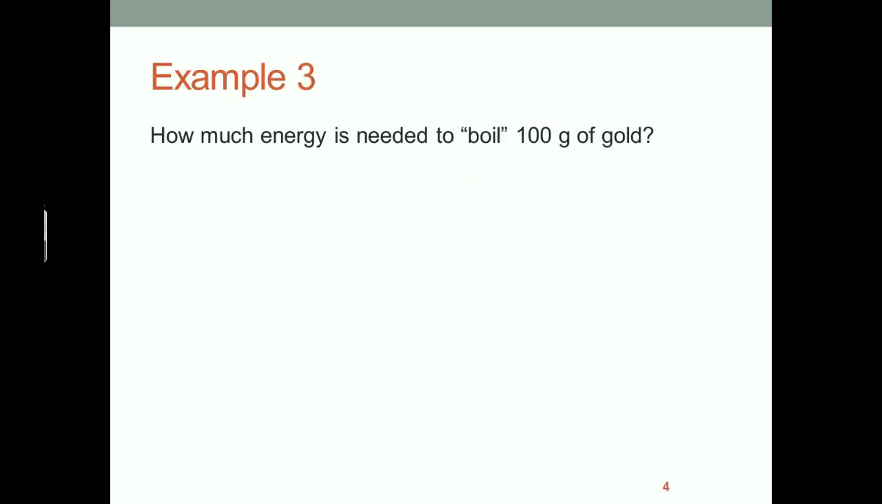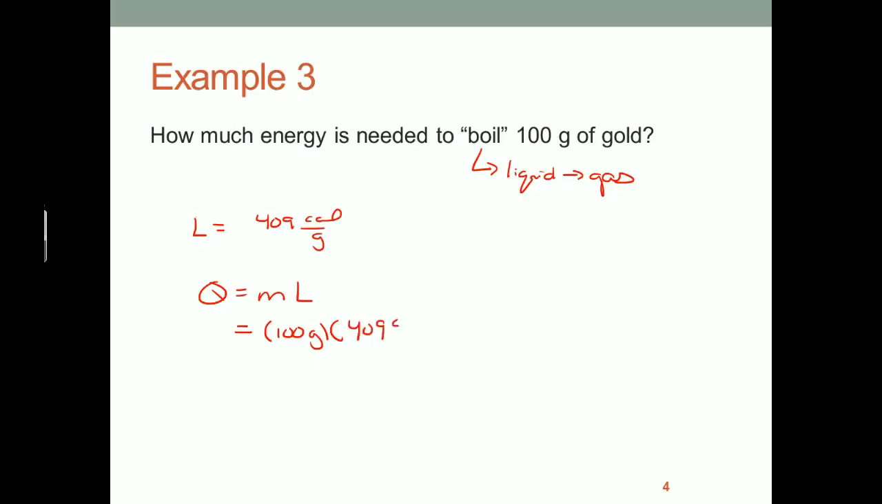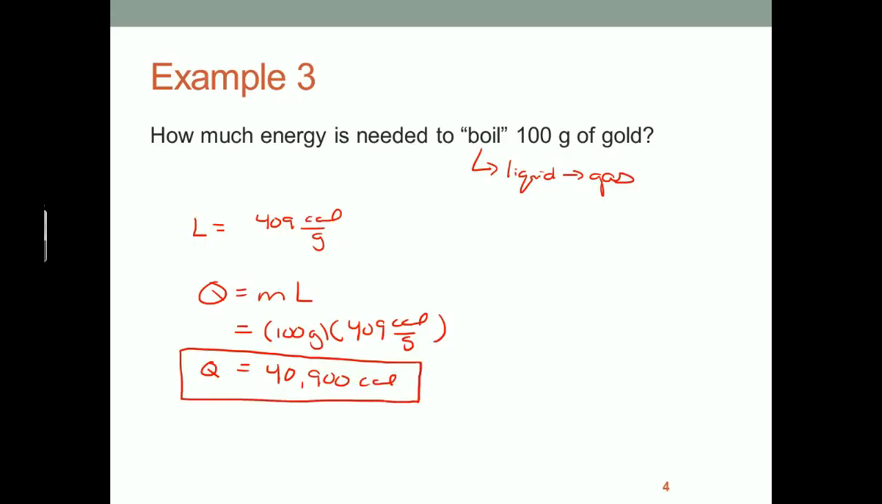For example 3, we're wanting to boil gold. When you're boiling, that means you're going from a liquid to a gas. For gold, the latent heat is 409 calories per gram when you are converting from a liquid to gas. So same formula, Q equals mL. The mass is 100 grams. The latent heat is 409 calories per gram. So that's 40,900 calories are needed to boil 100 grams of gold and convert it completely over to a gas.